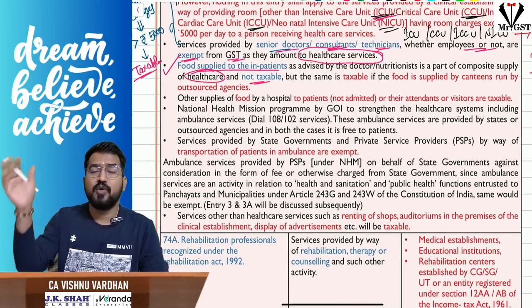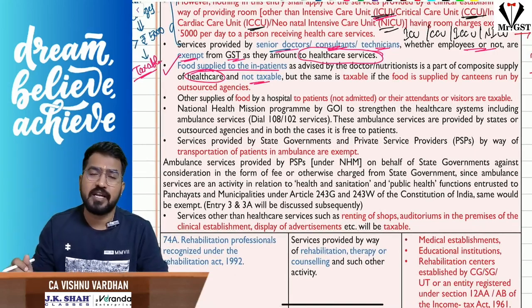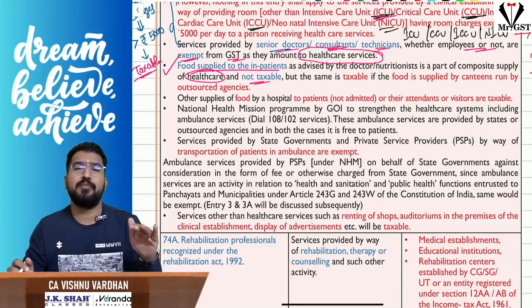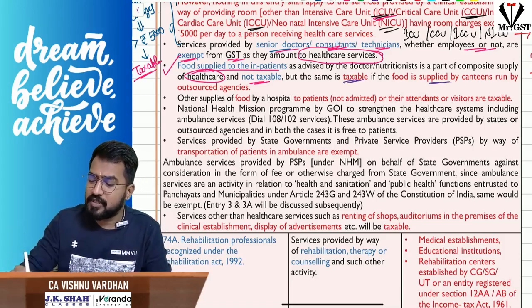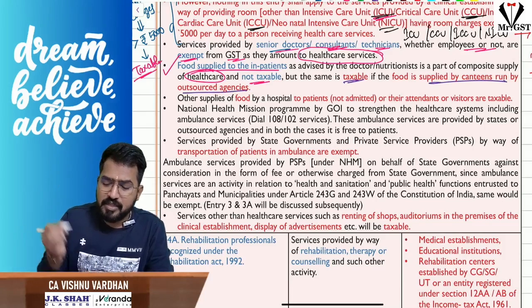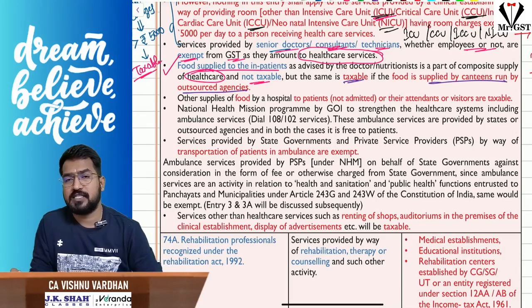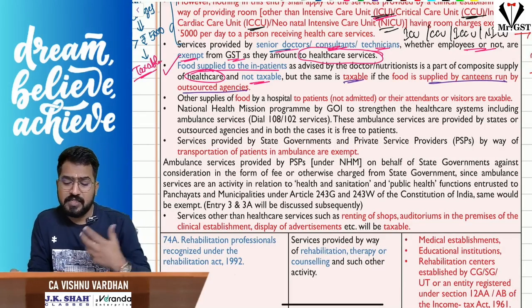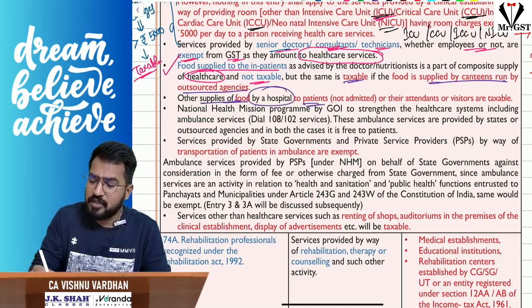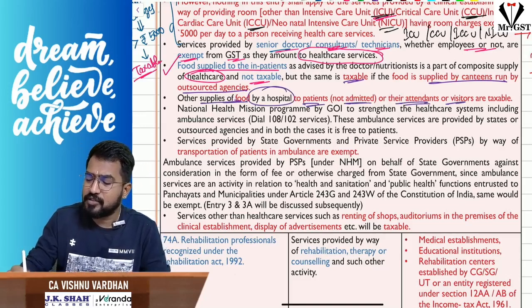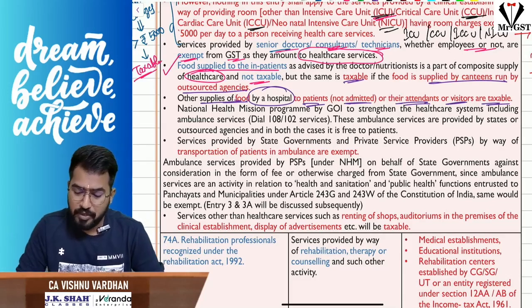But if some outsiders are coming and eating in the hospital canteens, or a patient who is not admitted is eating in the hospital canteen, sir, that is taxable if it is supplied by canteens run by outsourced agencies. Please understand that. And not only that, any other supplies of food by the hospital to patients not admitted, or their attendants or visitors, are also taxable. Okay, so that is the point.